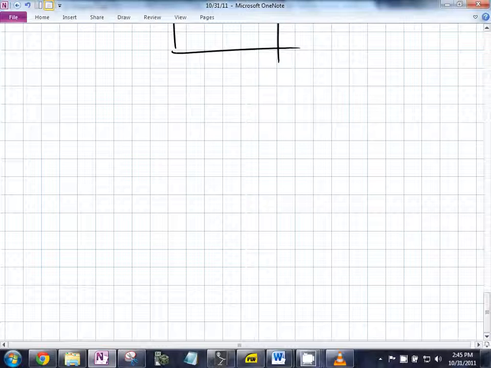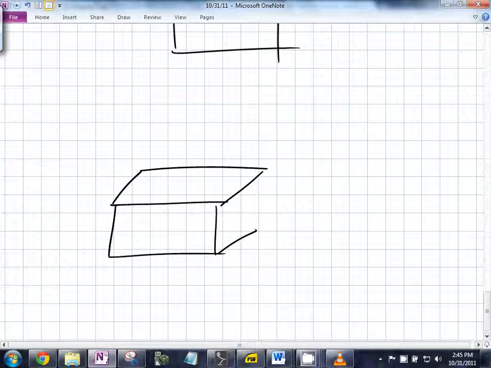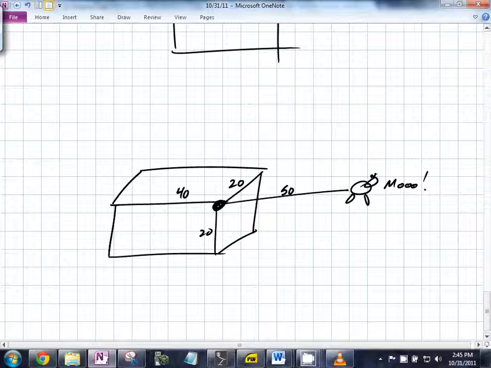This cow problem is a really classic geometry question. What happens if you had like a rectangular prism floating in space? And you had a cow tethered to the corner. Let's say this was like 20 by 20 by 40. And you had a 50-foot lead, and you had your cow with a spacesuit on, like, moo, right? The question is, what volume does he have access to? And you know that the volume of a sphere is what? 4/3 pi r cubed. Do you remember that?